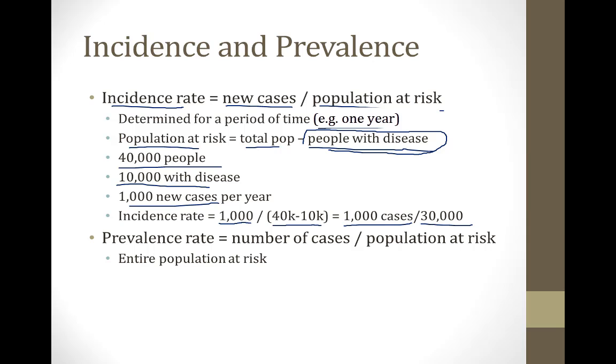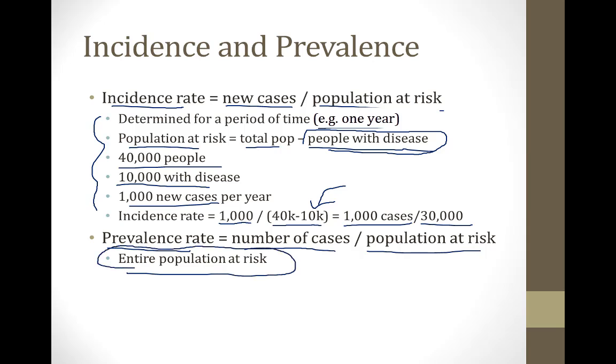And you're sometimes asked to calculate an incidence rate on an exam, and don't get tripped up by forgetting to subtract the number of people living with the disease. They are not at risk. There's another term people sometimes use called the prevalence rate. That's the number of cases divided by the population at risk. And when you're doing this calculation, you use the entire population. You don't need to subtract anyone. You're looking at how many cases are there in the entire population.